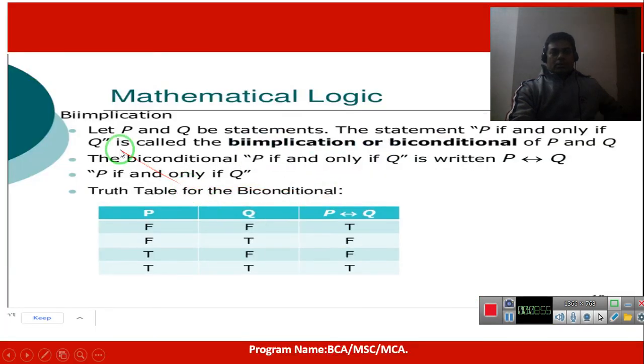For the biimplication, let P and Q be the statements. The statement P if and only if Q is called the biimplication or biconditional of P and Q. The biconditional is written P ↔ Q, P if and only if Q. It means P iff Q. The truth table for the biconditional: both false, the result will be true; both true, the result will be true; otherwise it will be false.